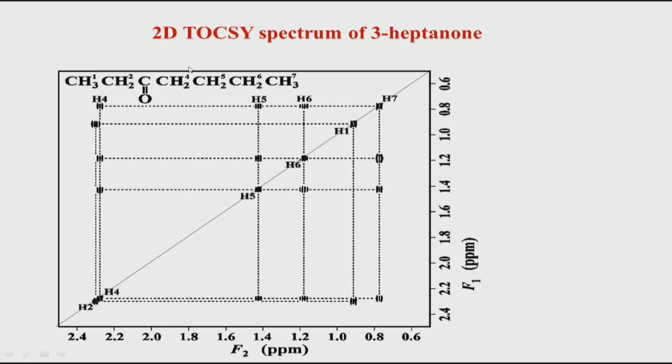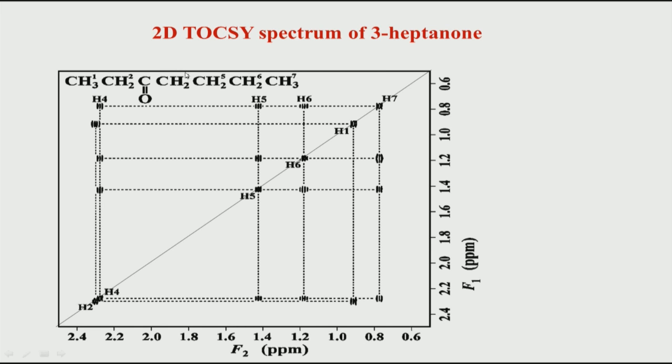So, in a TOCSY I would expect a 4 to 7 interaction, not directly but through the intermediate, but this is not going to be the case between 4 and 2, because remember, as we discussed in the last slide, there is an intermediate carbon, it does not have any hydrogens. So, there is no direct coupling between 2 and 4, and therefore, indirect coupling is also not possible, because there is no hydrogen here which will carry the magnetization from 2 to 4. So, there is a break here. Similarly, on this side 1 and 2 will be coupled to each other.